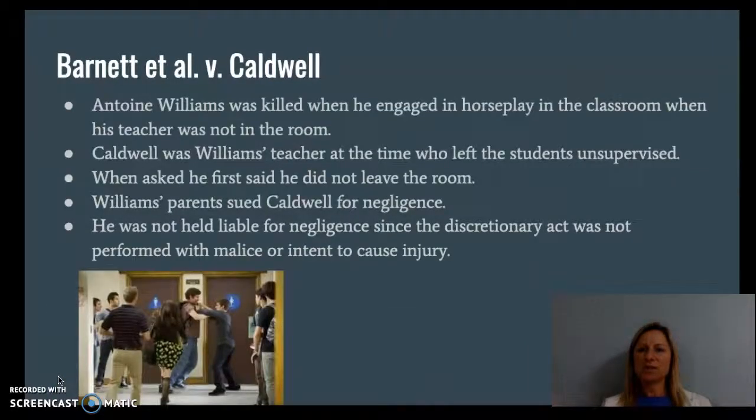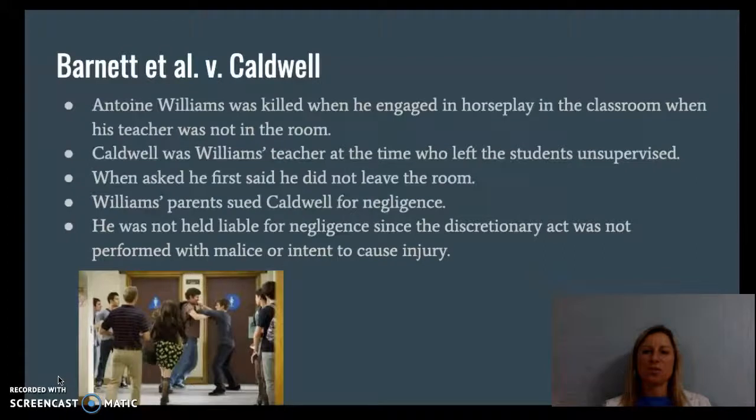The next one is Barnett et al. versus Caldwell, and this is when a student was killed while engaging in horseplay in the classroom when the teacher had stepped out of the room. And so these students were left in there unsupervised. And when asked about it, the teacher claimed at first that he was in the classroom. So that alone is an issue. And so later they realized that the teacher was not even in the room when this occurred. So there was no one in there watching these students.